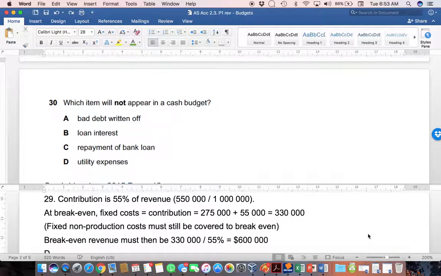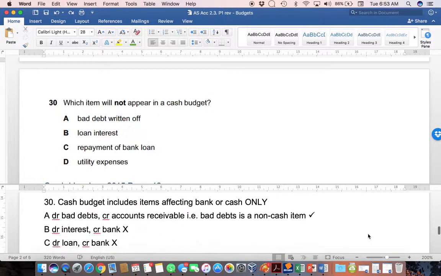Let's now look at question 30. Which item will not appear in a cash budget? This is quite a nice straightforward one. You should be able to do it just by looking immediately and saying, well, which of these is a non-cash item? And with time, you'll realize immediately that it is actually a bad debt written off. Doesn't involve cash at all.